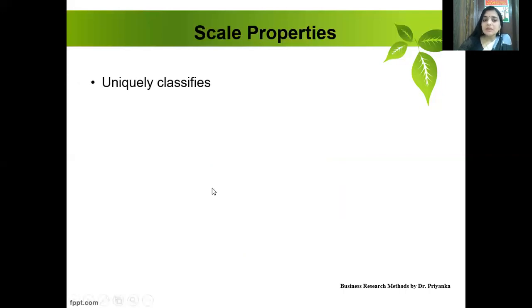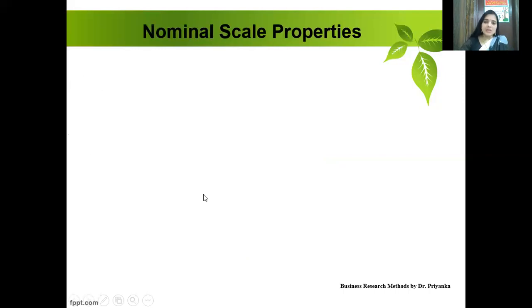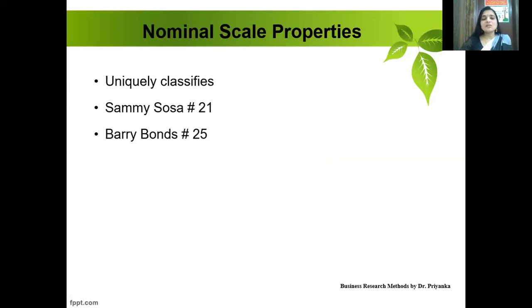Number 1, whether it is uniquely classifying the things, or it preserves an order, or its interval is equal or not, and whether it has a natural zero or not. We will be classifying these 4 scales on these 4 properties, right? Let us start with nominal scale properties. It actually just uniquely classifies the things.